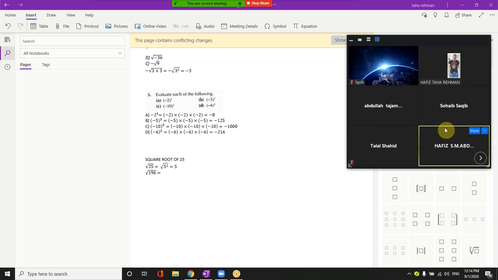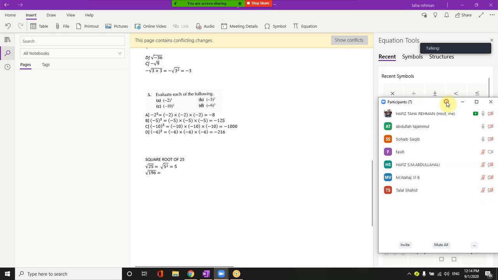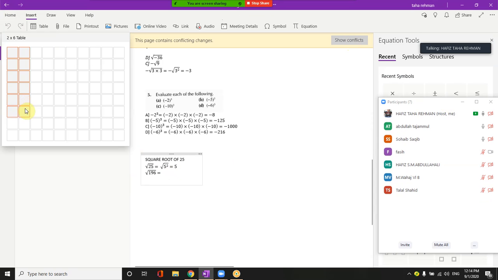Sir, 98. Wrong. I'm asking you to find the square root of 196. Square root, not the half. I'm asking you to find the square root of 196. It means first of all you need to find the prime factors of 196. So what would be the prime factors of 196?